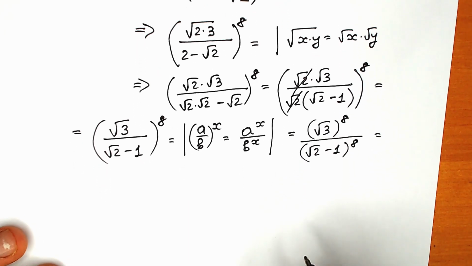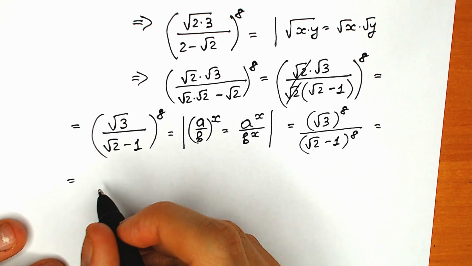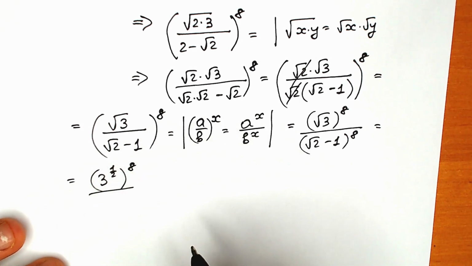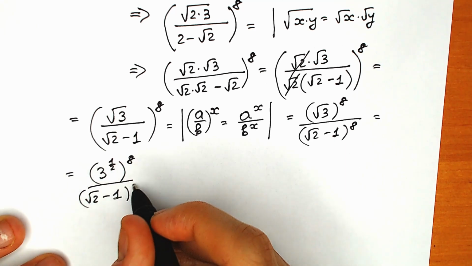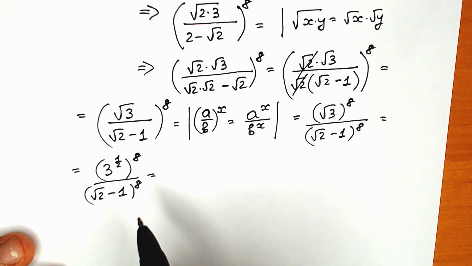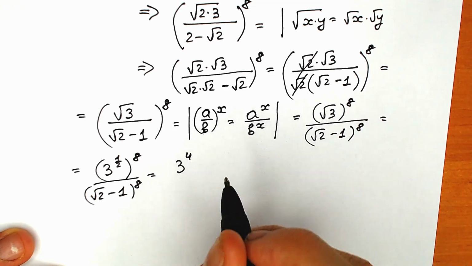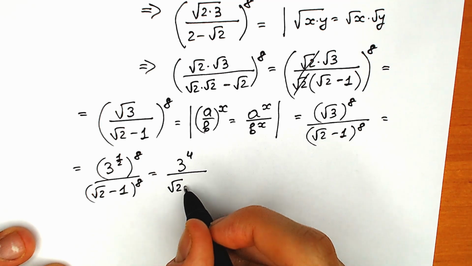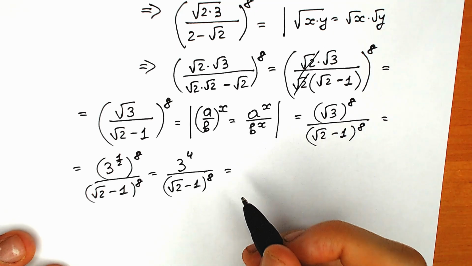Let's simplify this a little bit. Square root of 3 to the power 8: if you don't understand what square root of 3 means, it means 3 to the power 1/2, raised to the power 8. Let's leave our denominator like that, because we can't simplify it right now. So 3 to the power 1/2 raised to the power 8 is equal to 3 to the power 8/2, or 3 to the power 4, because we multiply 1/2 times 8. And of course our denominator is square root of 2 minus 1 raised to the power 8. 3 to the power 4 is equal to 81.